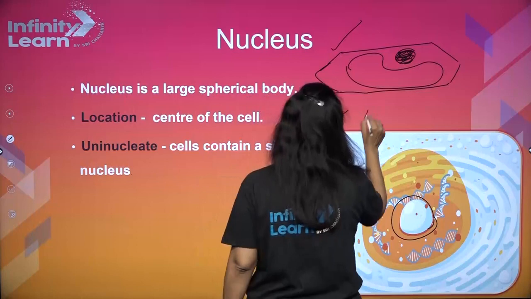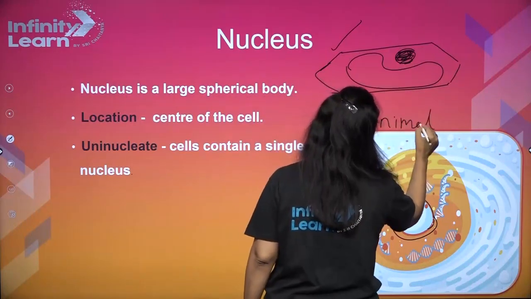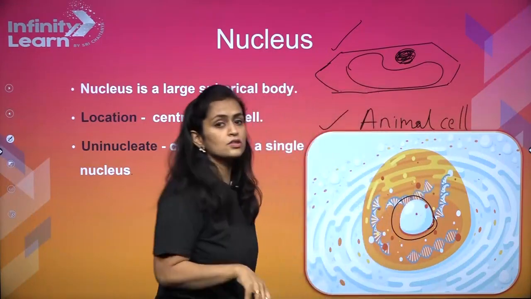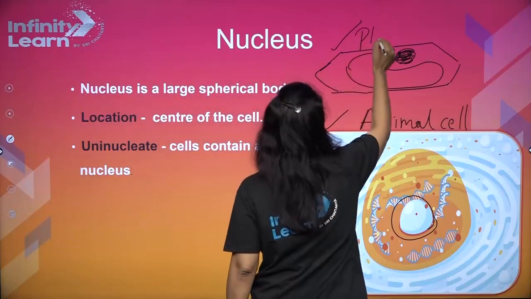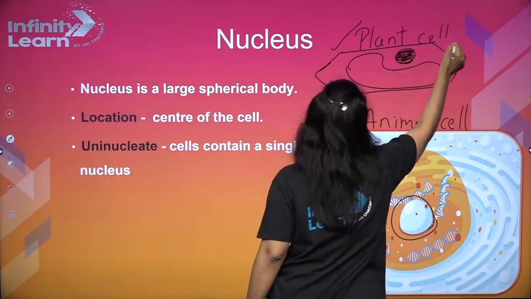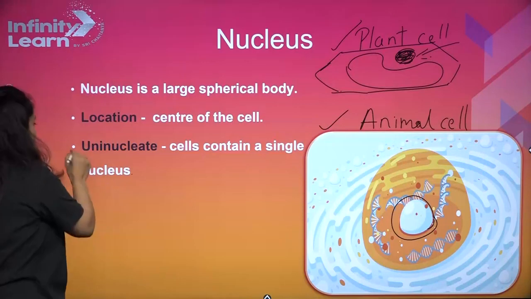So in animals, you have this kind of condition, right? The nucleus is present right in the center. Whereas in case of plants, what would happen? It would be in the periphery. Right? It would be in the periphery of the cell, right?